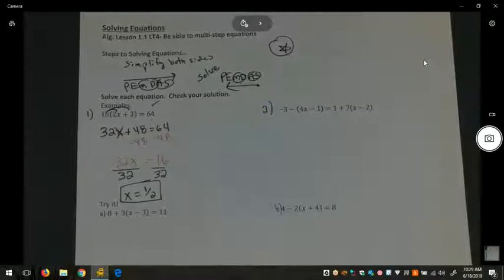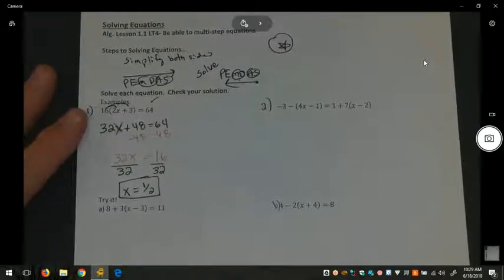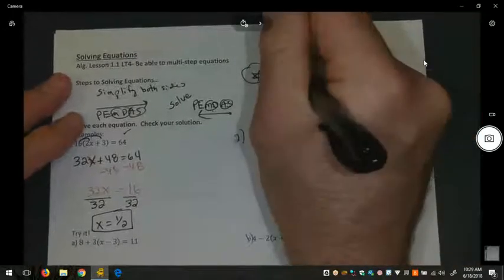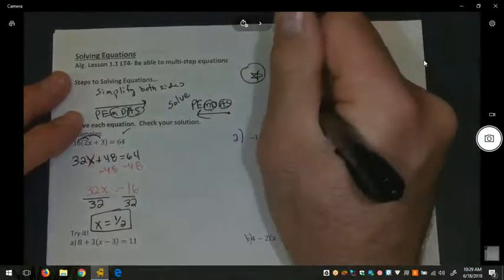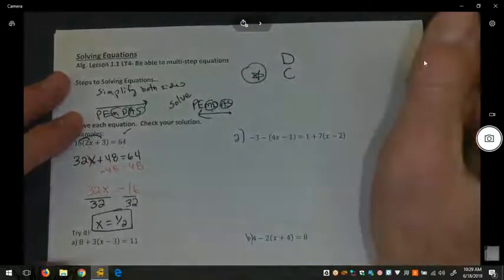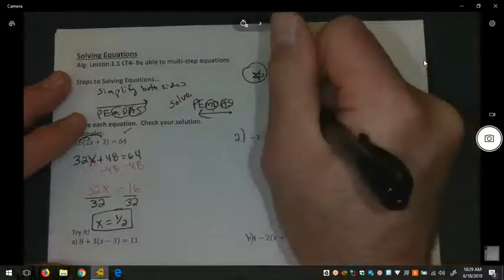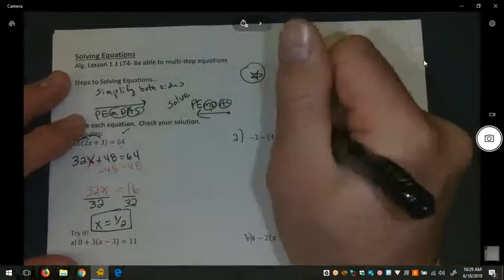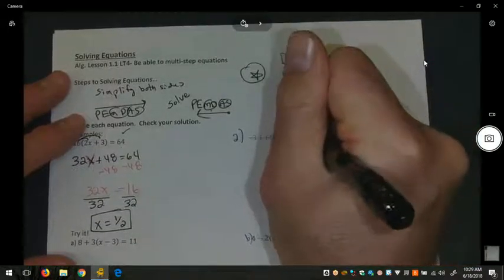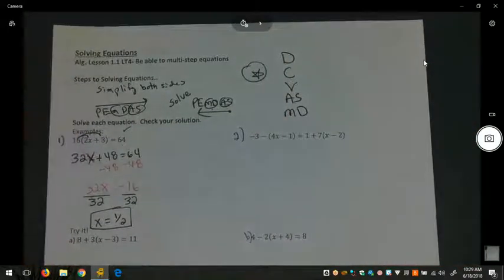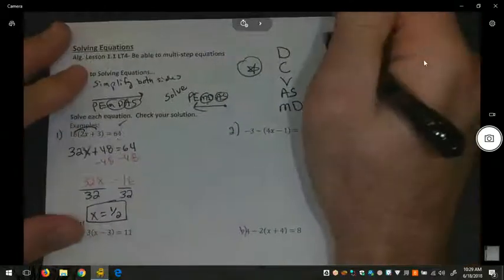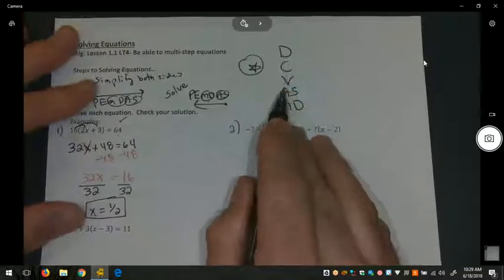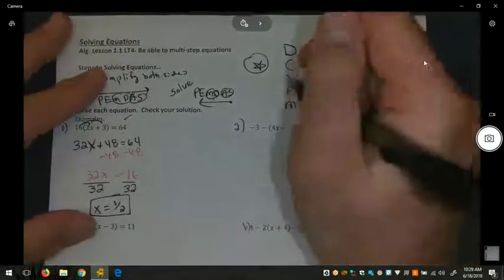If this method works for you, you can continue doing it this way. The other way that we often teach is DCVASMD. And one of the teachers at Northern uses the acronym, or the mnemonic device, Dan can vacuum and sweep my deck.